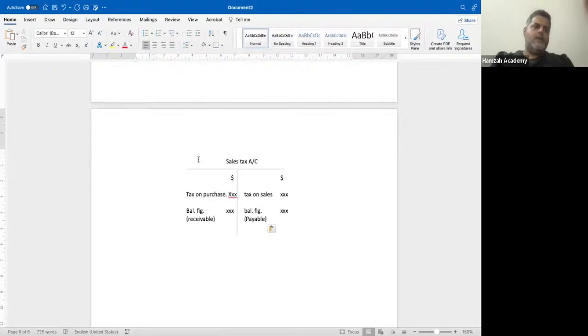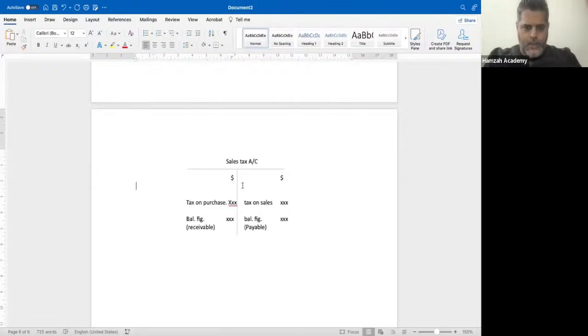Here we go. Now, we can have an opening balance over here. That is the receivable balance. If we have to receive any amount from the tax authority, then the balance is going to be over here. We can have an opening balance over here. That is for the payable, right? If we have to pay to the tax authority.